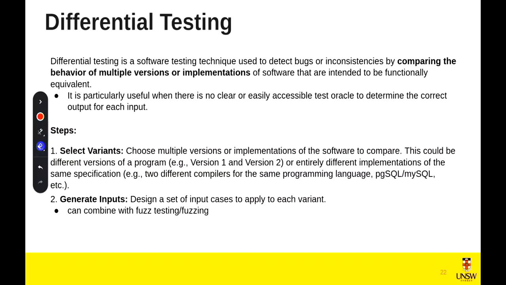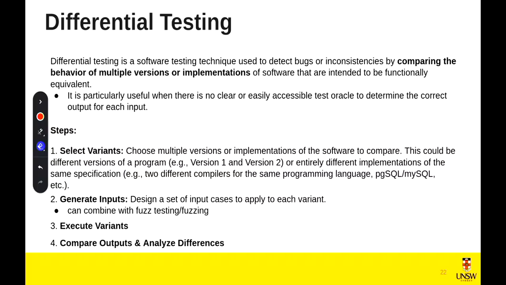Differential testing is also called a testing technique, but it is only related to the oracle design, so it could be used together with other testing techniques. Once we have selected multiple versions or multiple implementations for the system, we can derive test inputs for them. After that, we just execute the variants with the inputs we have generated, and then we compare the results and analyze the differences.